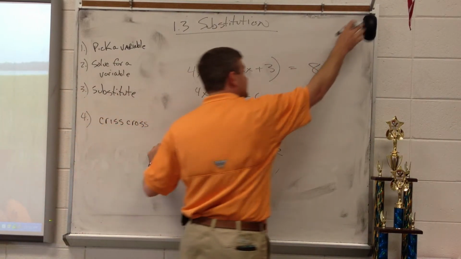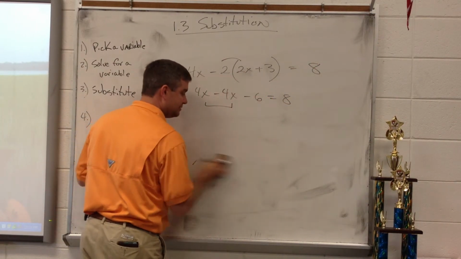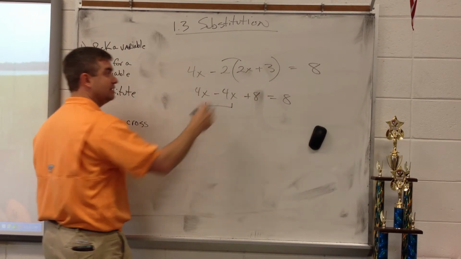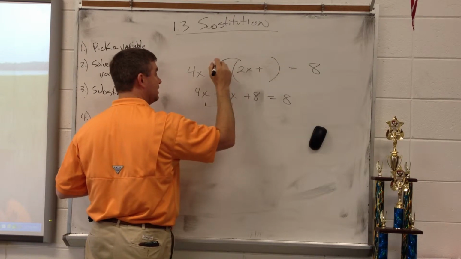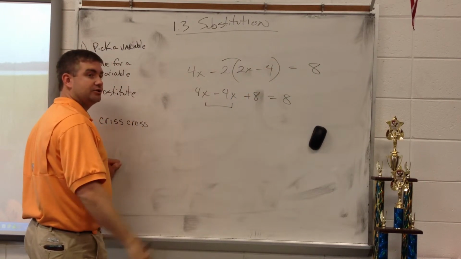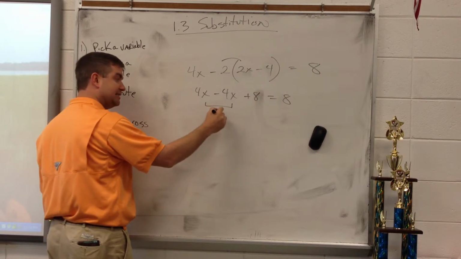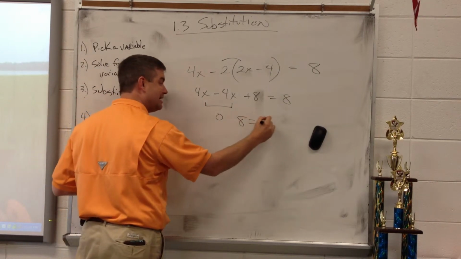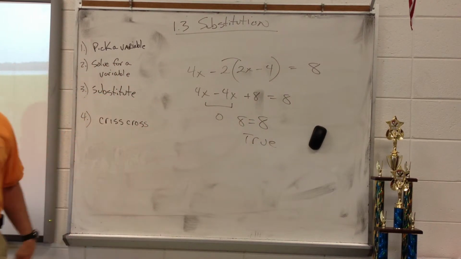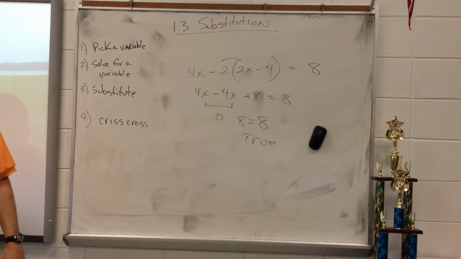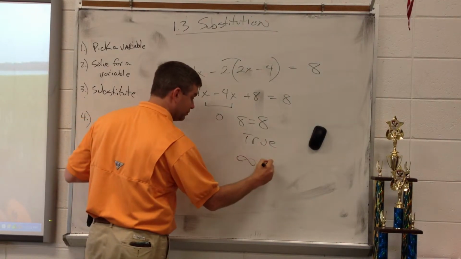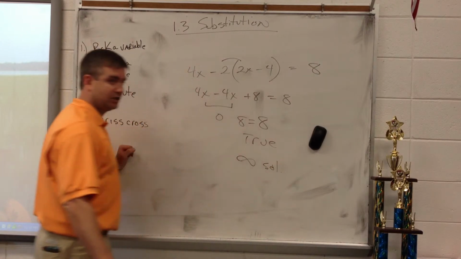If I'm doing this and my x's eliminate, and this was positive 8, right? Let's change this and make this, let's say, negative 4. Would that work out? So you get to this. My x's eliminate, and I get 8 equals 8, which is a true statement. My variable's eliminated, and I end up with a true statement. What do you think my answer is? Not all real numbers. Infinitely many solutions. Write that down.